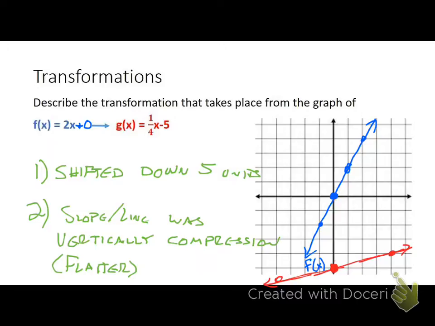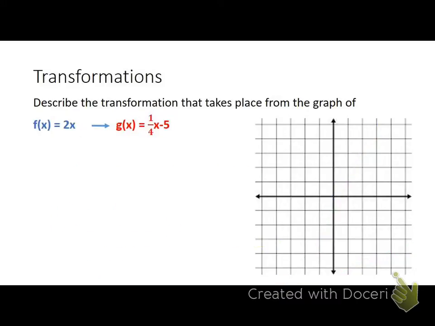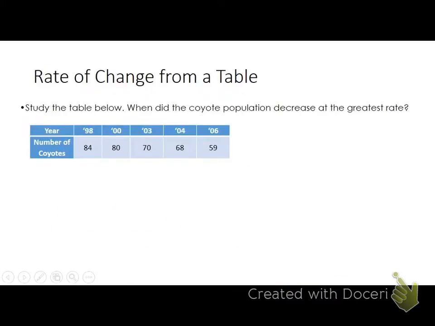into g of x. Here's our last example, and this is just a question I pulled off of one of our tests from earlier in the year. But we're looking for when the coyote population decreased at the greatest rate, okay? So once again, like all these, I'm going to pause, let you work it out, and then I'm going to come back and work this one out for us.